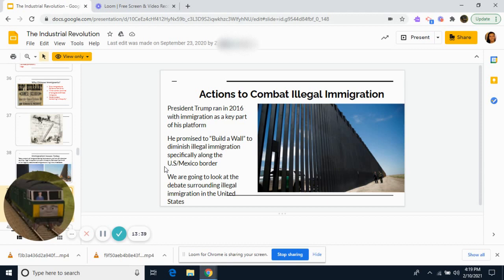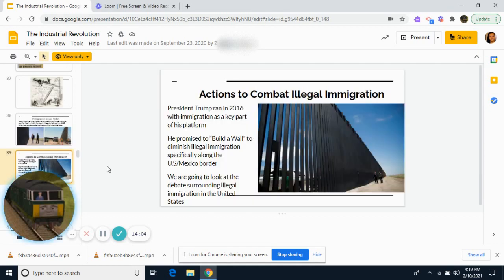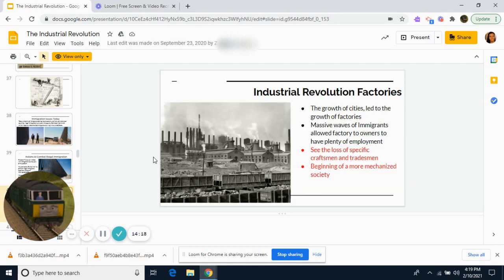Actions to combat illegal immigration. President Trump ran in 2016 with immigration as a key part of his platform. He promised to build a wall to diminish illegal immigration, specifically along the U.S.-Mexico border. We're going to look at the debate surrounding illegal immigration in the United States. So that's what the border plan was going to do.